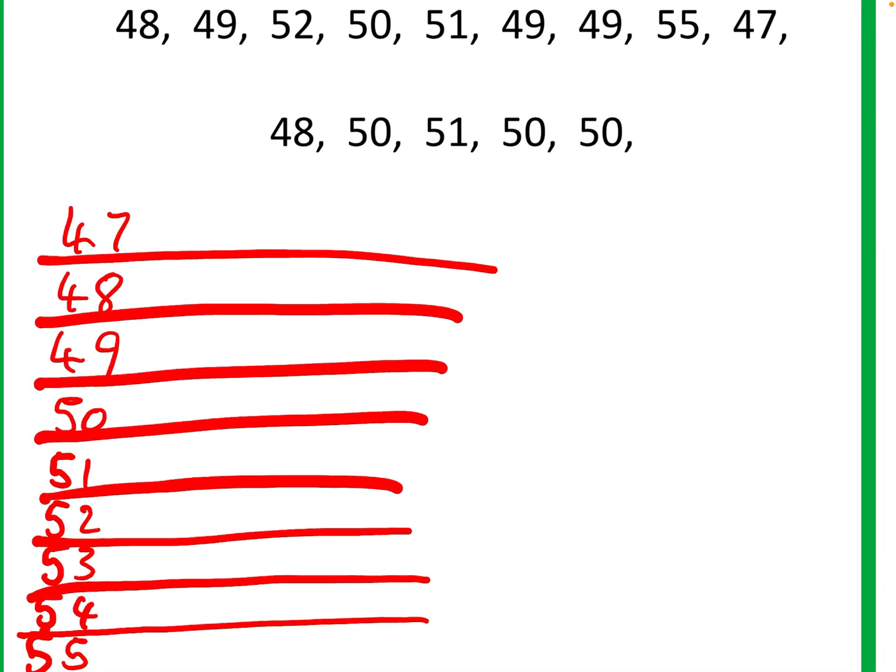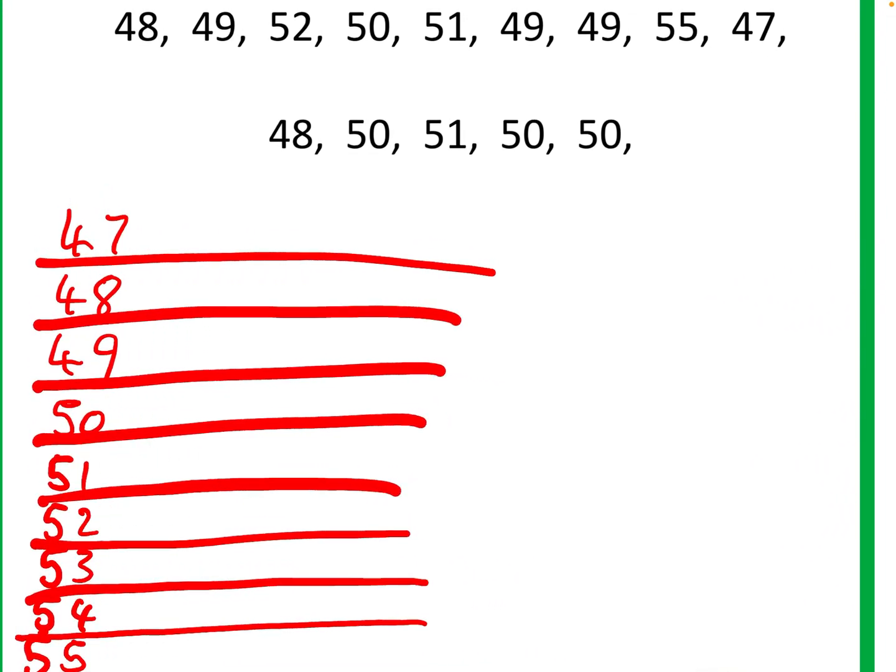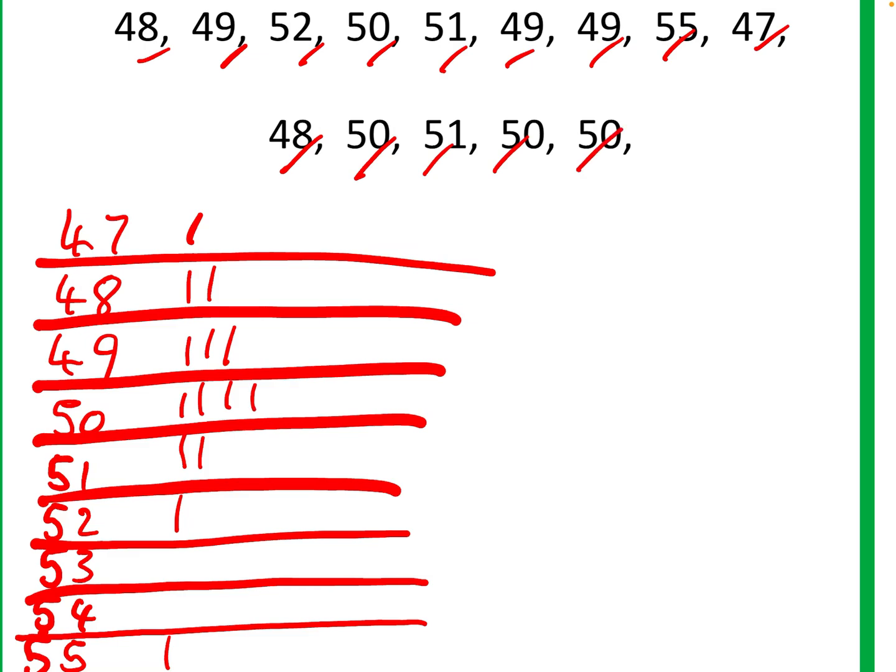So similar to when I did stem and leaf, now I'm going to go through these bits of data. I'm just going to mark how many I've got. So I've got 48, I've got one of them. Put a little mark. 49, 52, 50, 51, 49 again, 49 again, 55, 47, 48, 50, 51, 50, and 50. So now if I look at my tally chart, which of those came up the most?